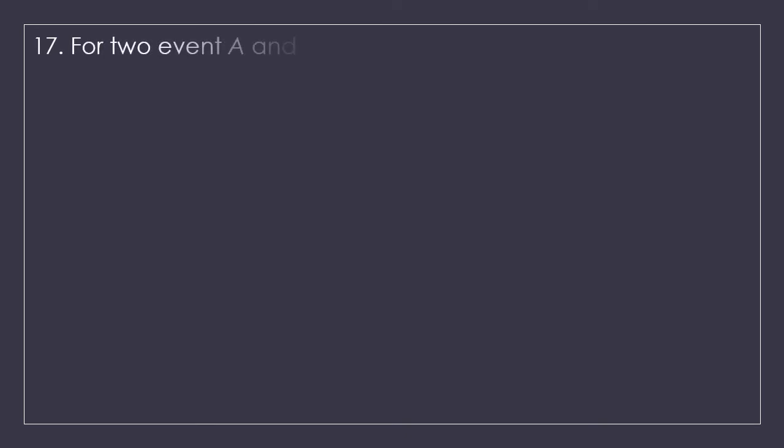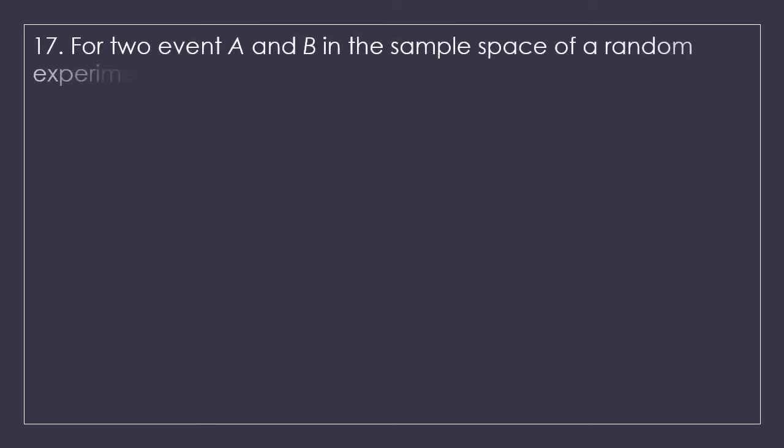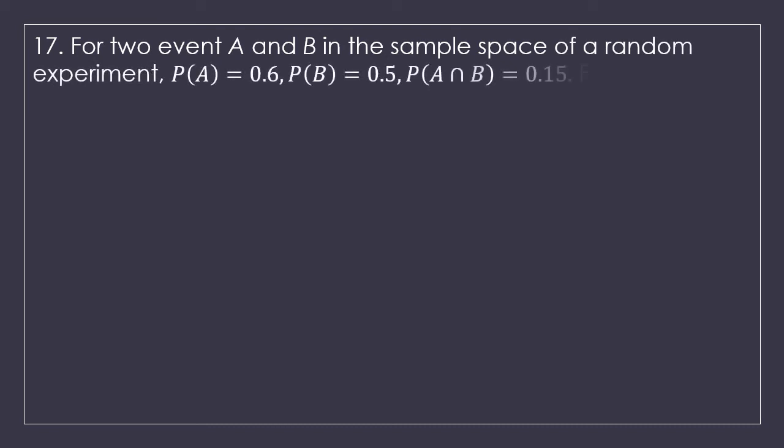Moving on to question number 17. For two events A and B in the sample space of a random experiment, P(A) is 0.6, P(B) is 0.5, and P(A intersection B) is 0.15. We will find out the events one by one. The first question is P(A dash).